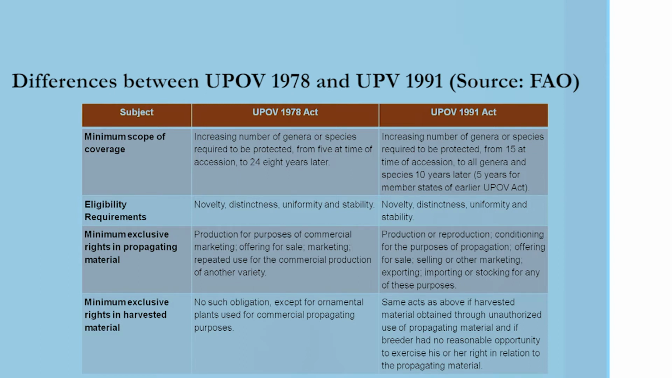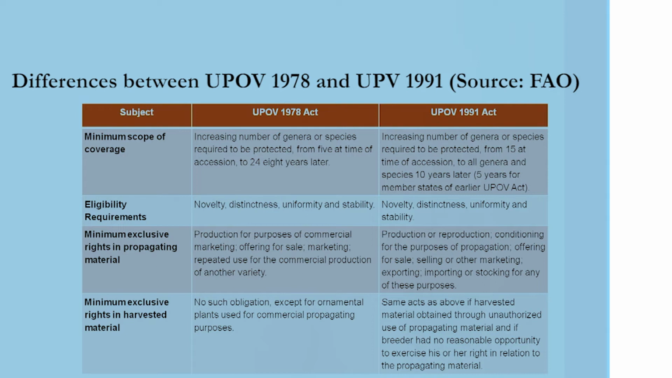Member states of the earlier UPOV Act are those who have complied with the 1978 Act. Eligibility requirements, novelty, distinctiveness, uniformity and stability, remain the same in the 1991 Act. In case of minimum exclusive rights in propagating material, the 1978 Act covers production for the purposes of commercial marketing, offering for sale, marketing, and repeated use for the commercial production of another variety. In the 1991 Act, it covers production or reproduction, conditioning for the purposes of propagation, offering for sale or selling or other marketing, exporting, importing or stocking for any of these purposes.